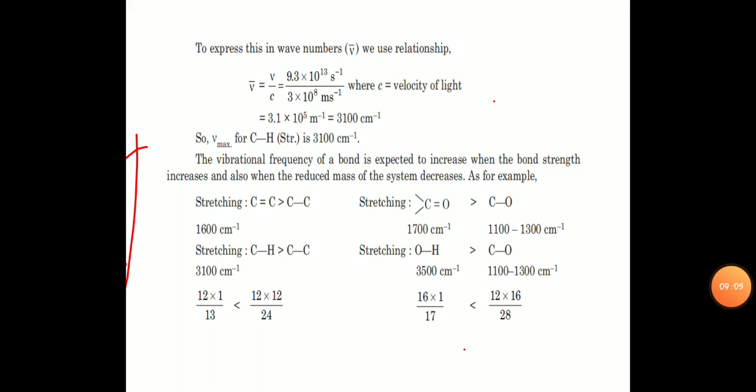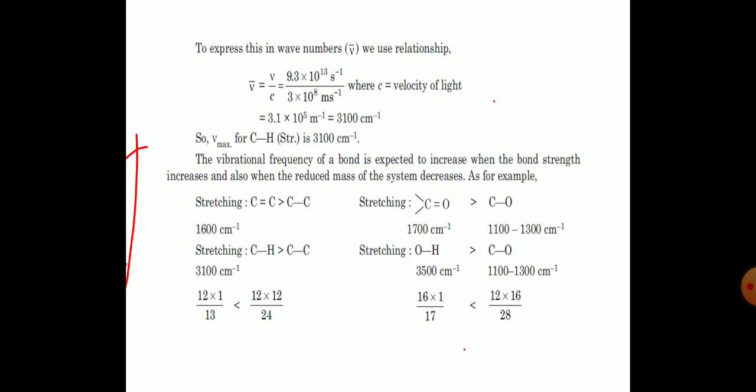In order to express the vibrational frequency as a wave number, we use this relationship: nu bar is equal to nu divided by c. Nu we already calculated, 9.3 into 10 to the power of 13 per second, divided by c, the speed of light, 3 into 10 to the power of 8 meter per second. We get the wave number as 3.1 into 10 to the power of 5 per meter. Expressing the wave number in centimeter, 3100 per centimeter is the vibrational stretching frequency of CH.